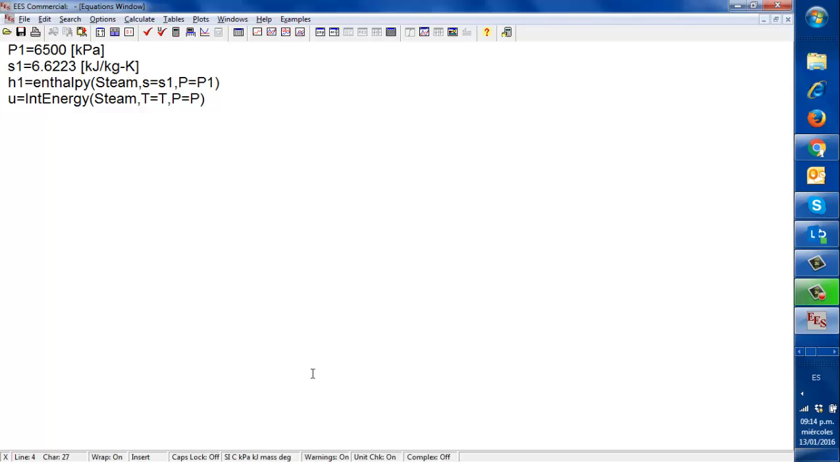Is it steam because it's saturated? No, steam and water work the same way. Let me change that. Let me do this. This will be U1. I don't have temperature, but I have S equal S1 and pressure 1, okay?